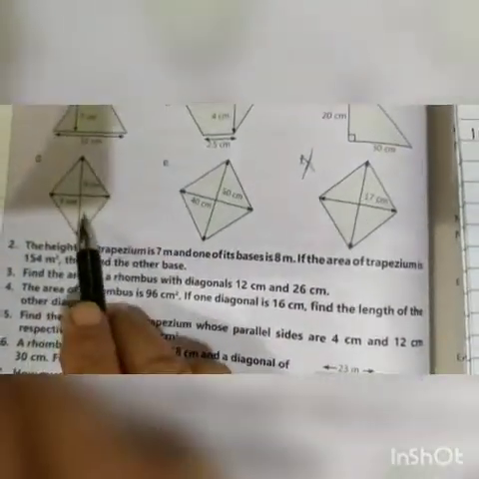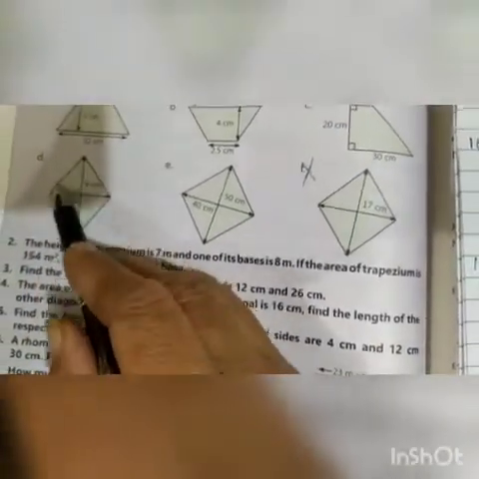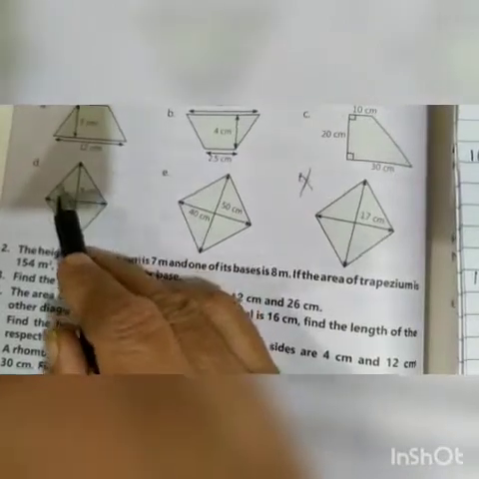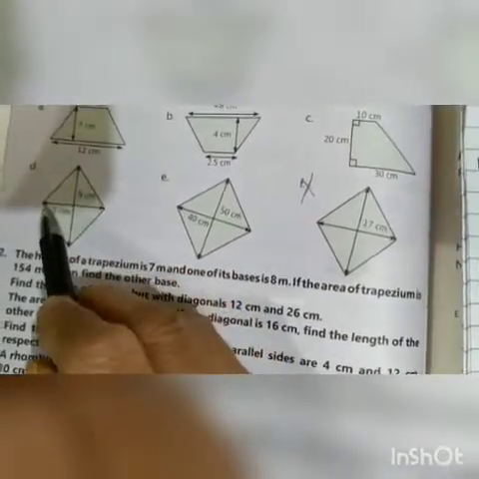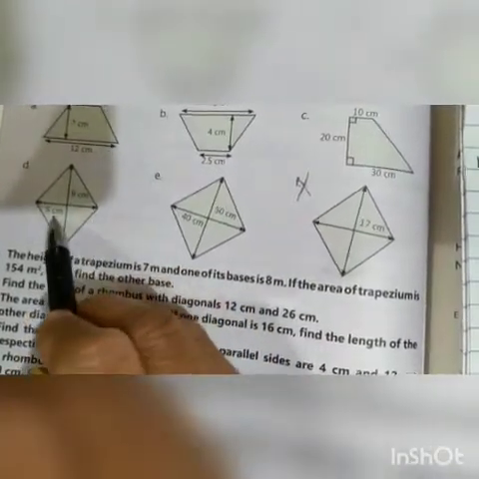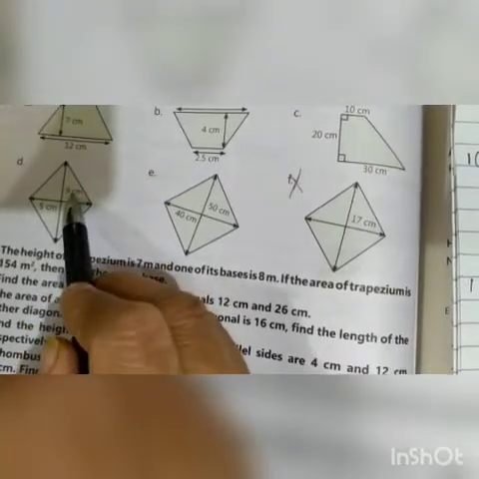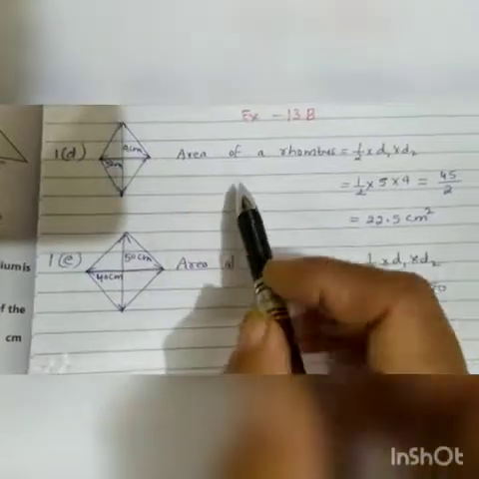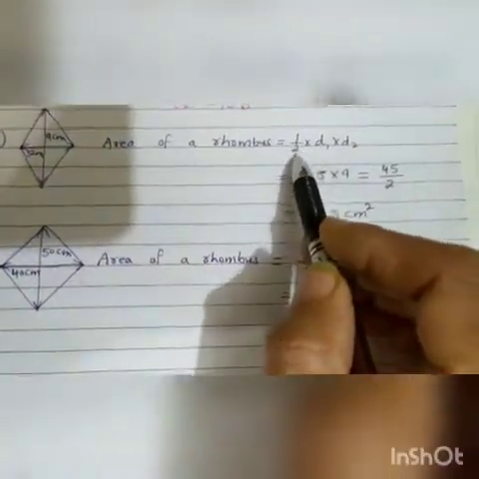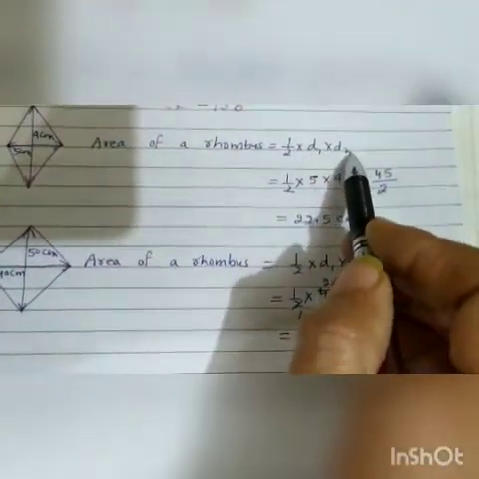Now come to figure D. In this figure, this is a rhombus having 4 equal sides. Its first diagonal is 5 centimeter, the second one is 9 centimeter. So I have drawn the figure here also.